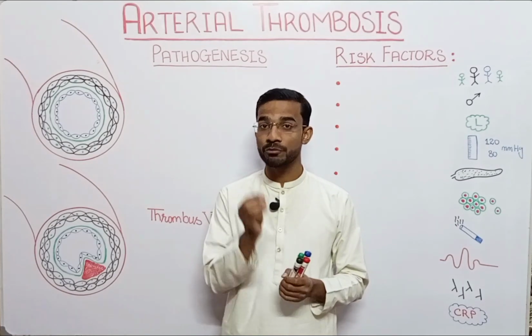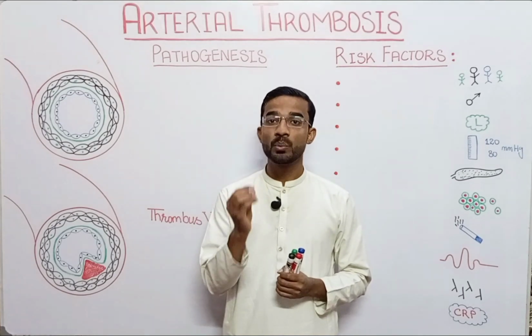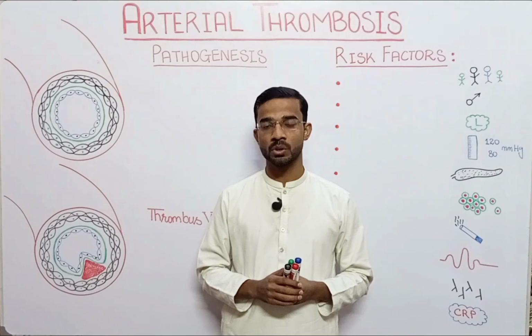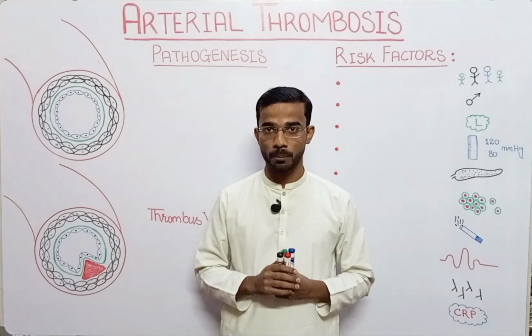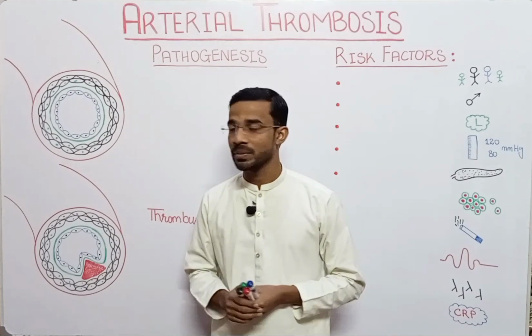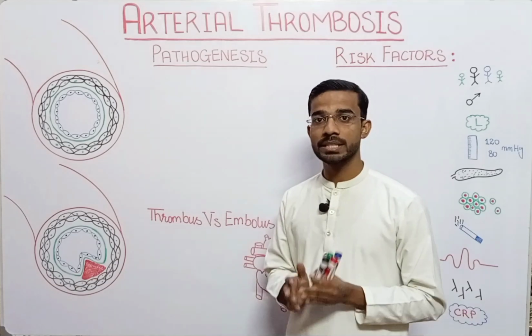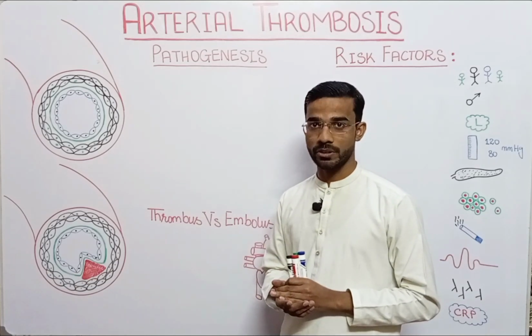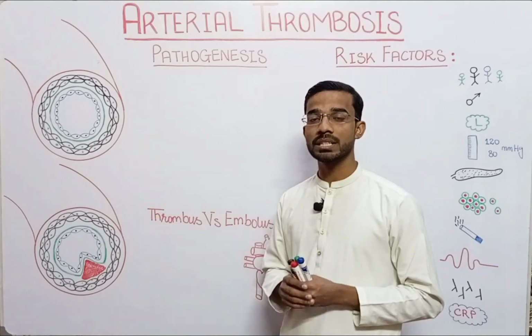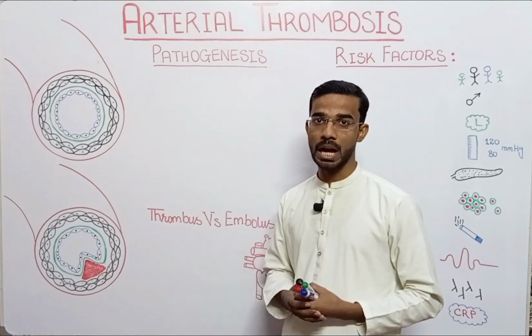Thrombosis is basically the formation of a clot within the arteries, so it is called arterial thrombosis. Let's start. First of all, we will discuss the different layers of the arteries, and then we will discuss how a thrombus forms in the arteries.